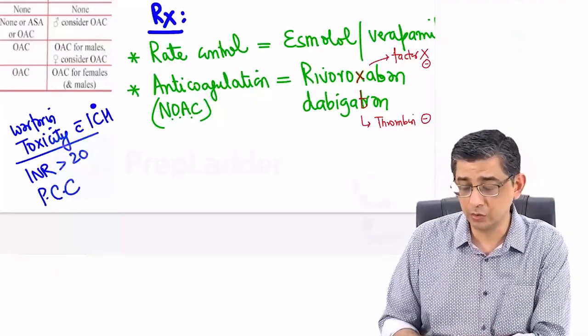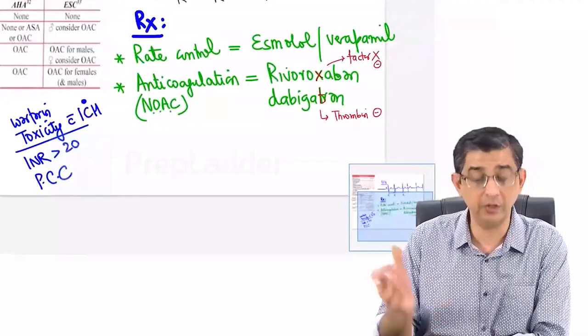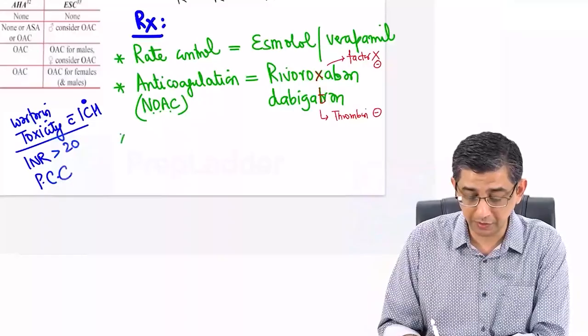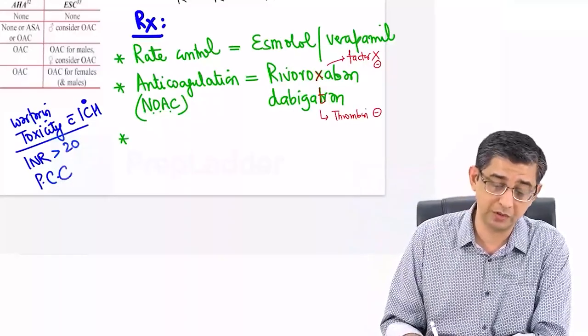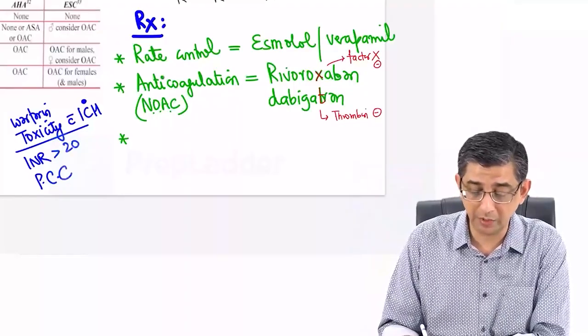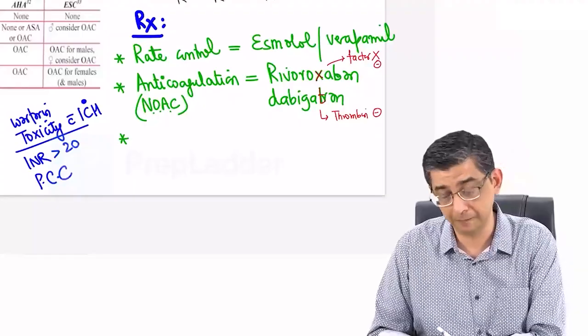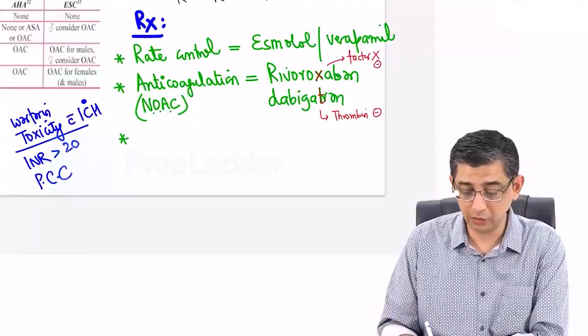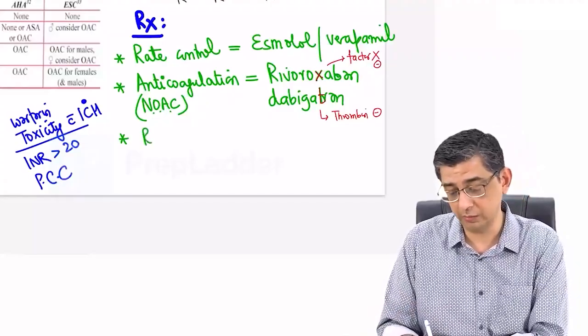Plasma is frozen, so it may not be available immediately. Even if you get it from the blood bank, you'll have to thaw it. So in those circumstances, for warfarin toxicity, it is prothrombin complex concentrate. I highlighted that warfarin has not been talked about here mainly because we have safer drugs available. Now, once I have done these steps, then comes the role of what would be called rhythm control.